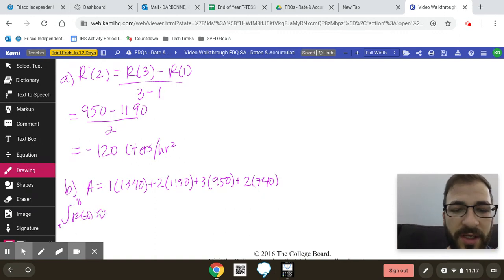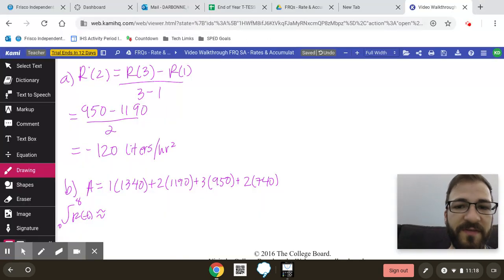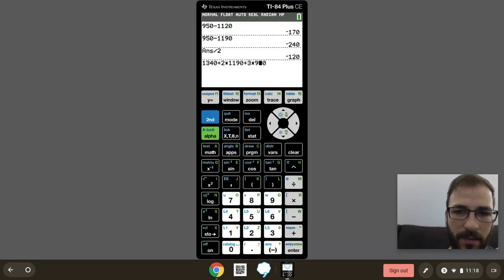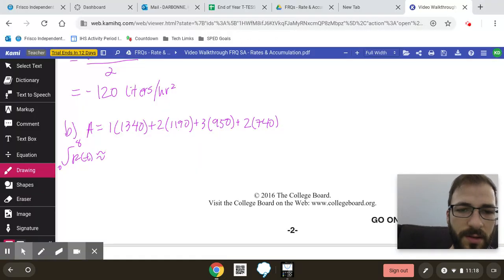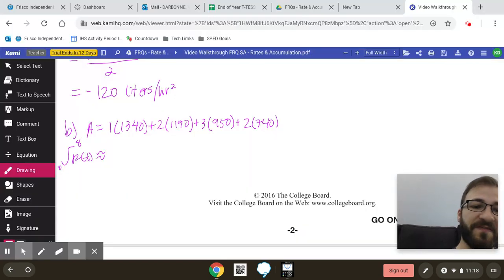Okay, so then type all that into our calculator. So 1 times 1340, that's just 1340, plus 2 times 1190 plus 3 times 950, plus 2 times 740. And that gives us 8,050.